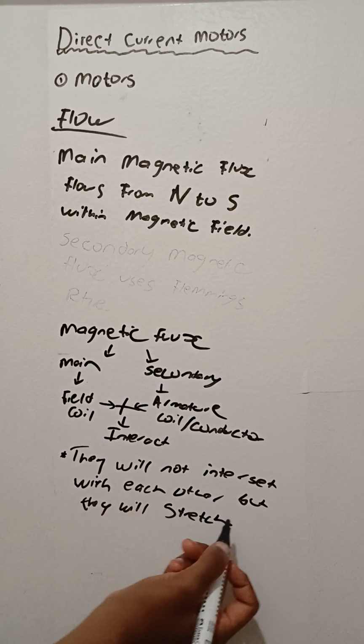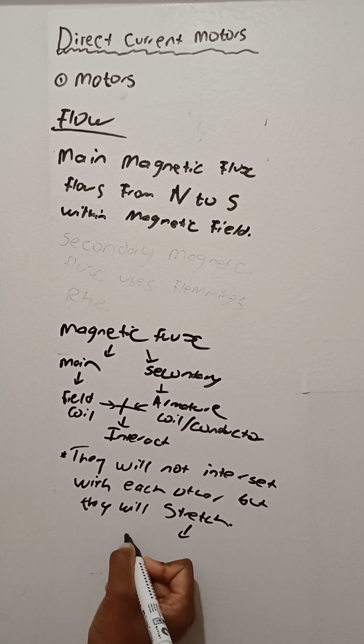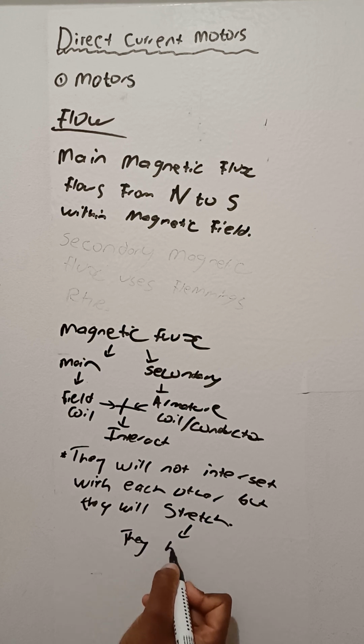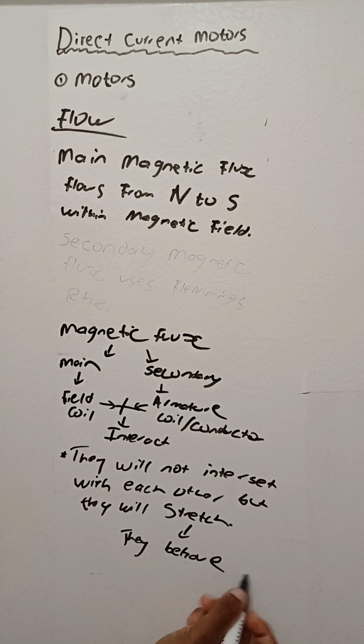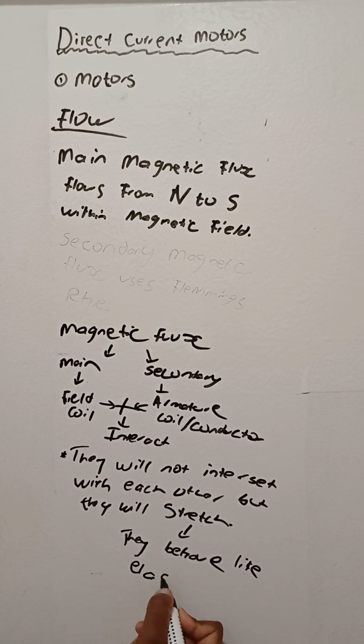But why will they stretch? They will stretch because they behave like elastic bands. Know that magnetic flux behaves like elastic bands. So when they interact with each other, they will stretch, they will not intersect. Remember, they will stretch because the magnetic flux behaves like elastic bands.